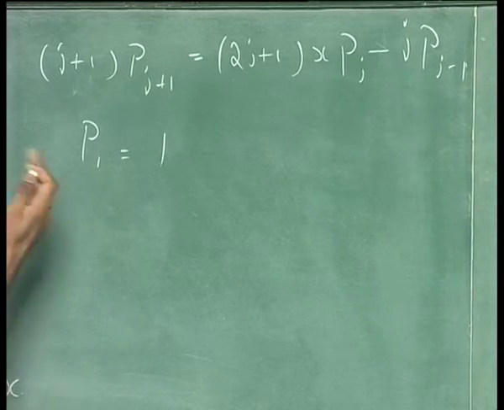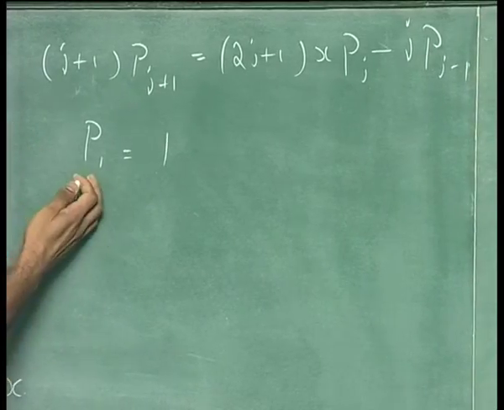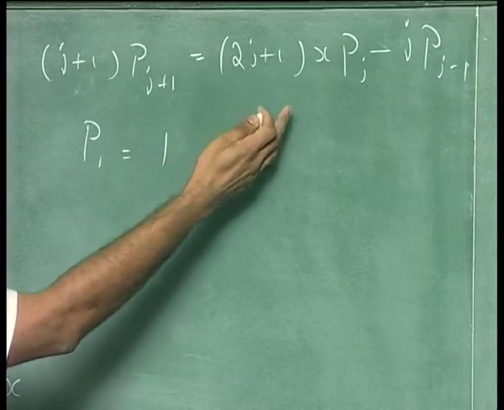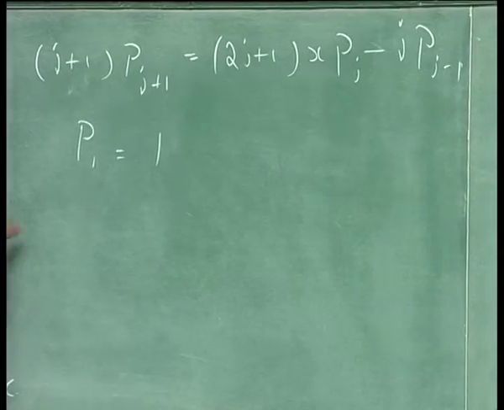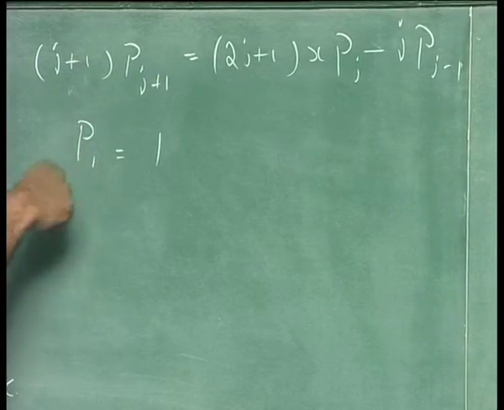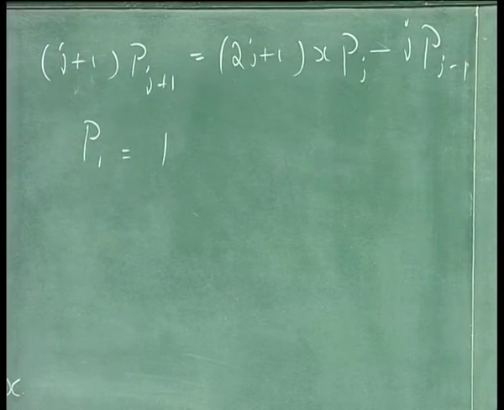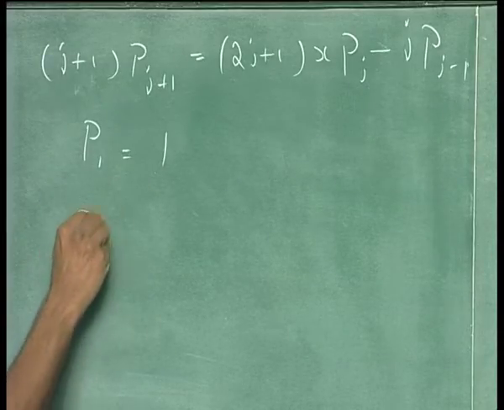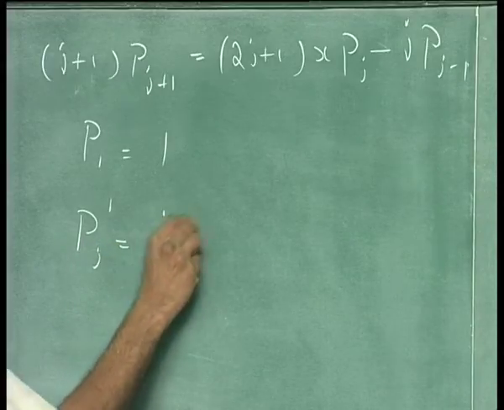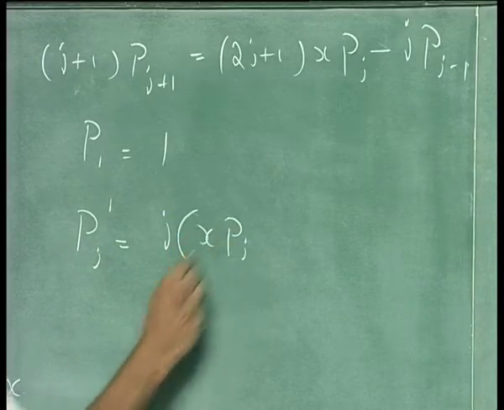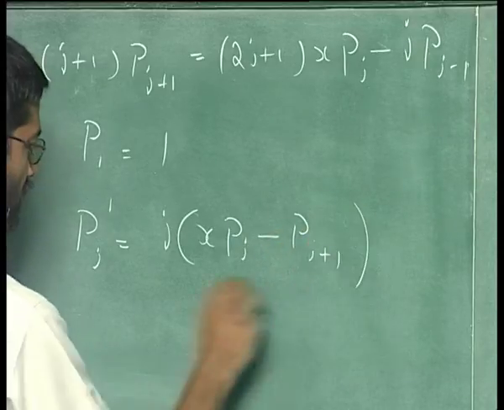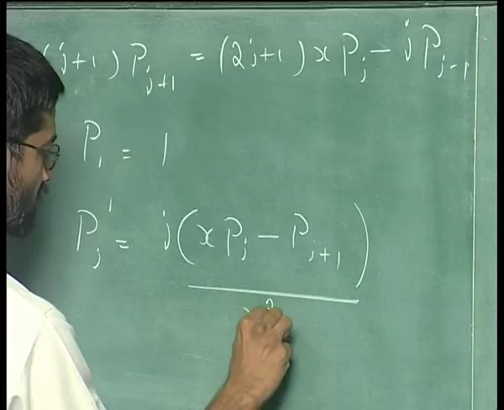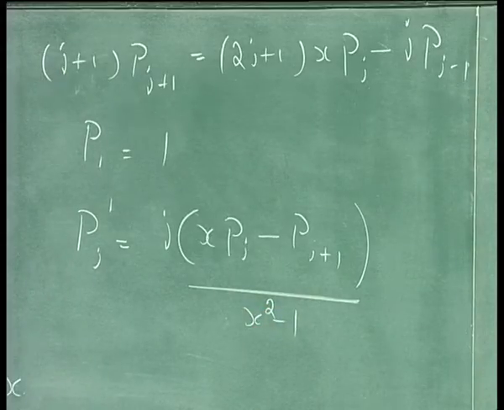So now if I want to evaluate polynomial p10, then I will start from p of 1, and then I'll just keep on using the recursion relation to obtain the next higher order polynomial values. That's something which I can use, and then I have this relation that Pj prime is given by j into (x Pj minus Pj plus 1) divided by x squared minus 1. So, this is another quantity which I can use.